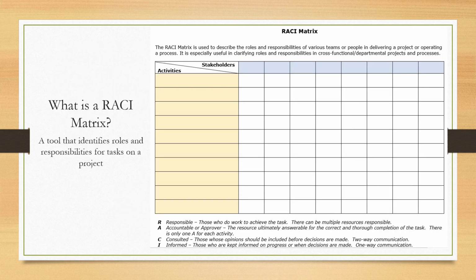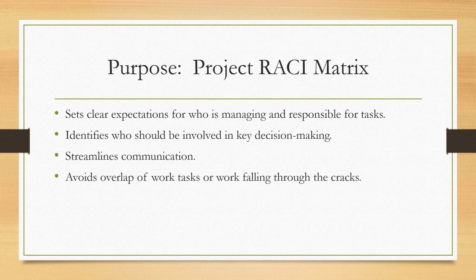The RACI is a table or chart that identifies roles and responsibilities for tasks on projects. It answers those random questions. The stakeholder or key team member names are included across the top, and the activities or tasks are included down the first column. The purpose of the RACI is to streamline project activities and make it clear the extent that team members want to be involved. It clarifies who is managing and responsible for tasks or activities.